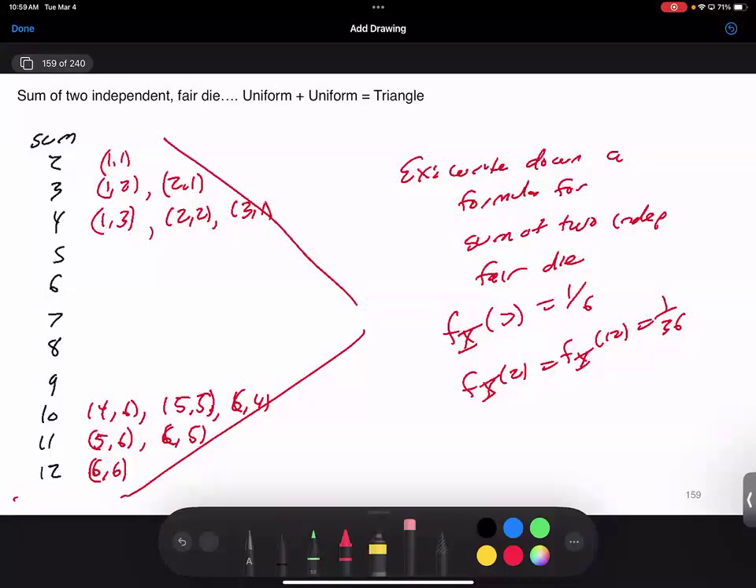And so you can ask, what's the probability of the sum of 2 dice? What's the probability that we get a 2 for the sum? 1/36. What's the probability we get a 7? 1/6. So what we see is uniform plus uniform is not uniform. Uniform plus uniform is actually a triangle. So the sum of 2 discrete uniform random variables is giving us a triangle.